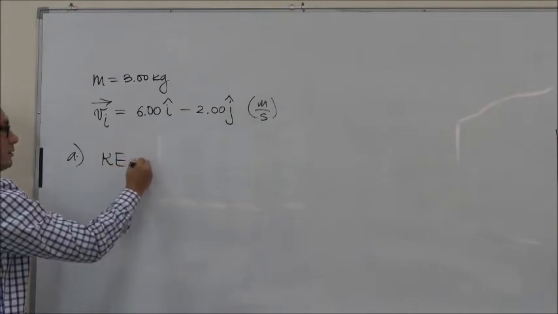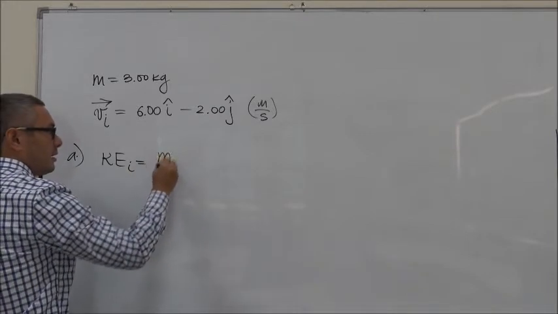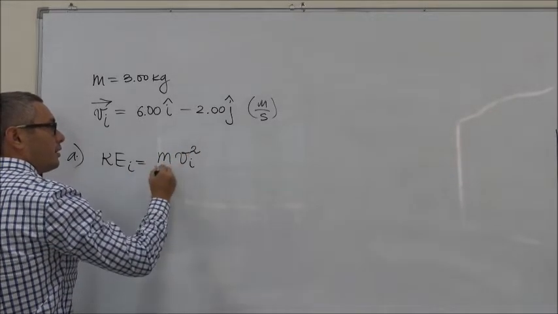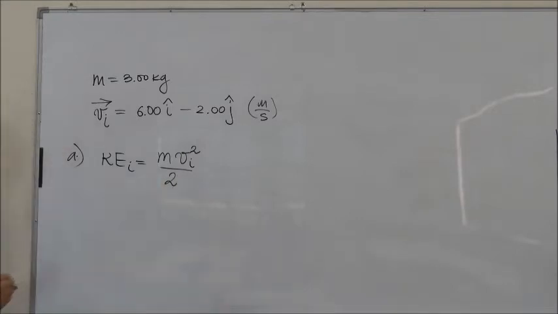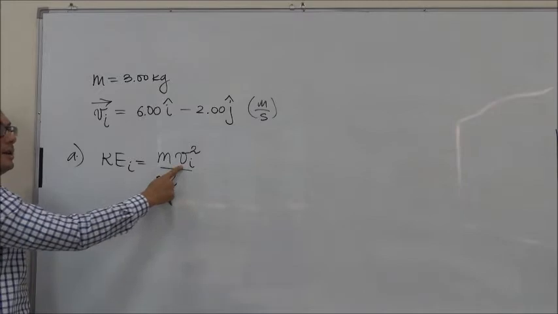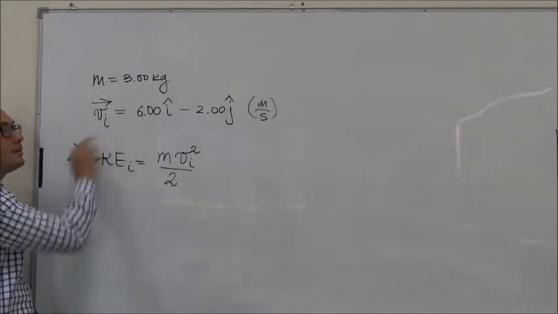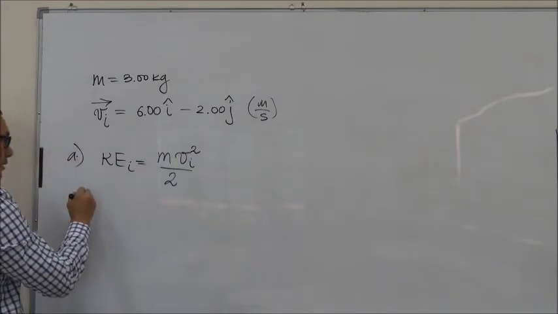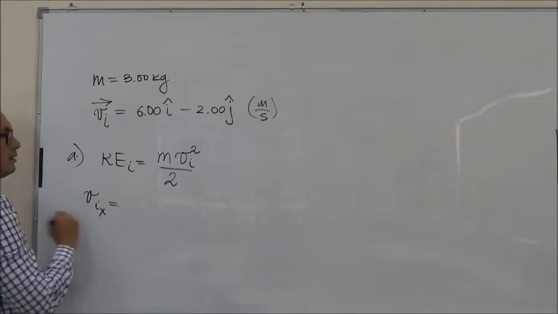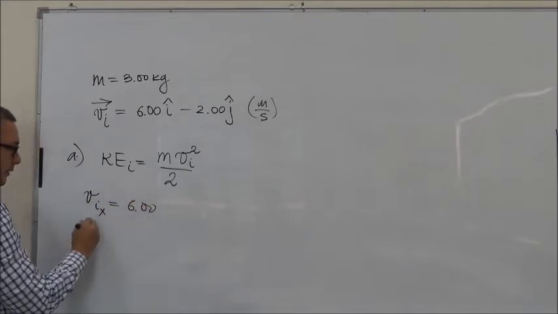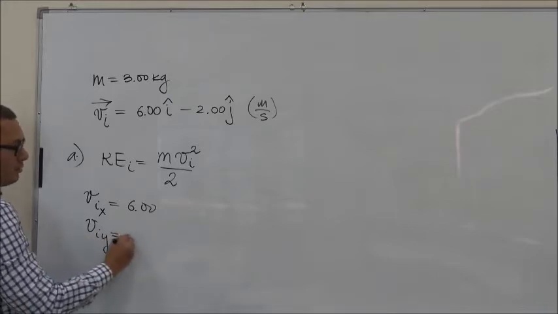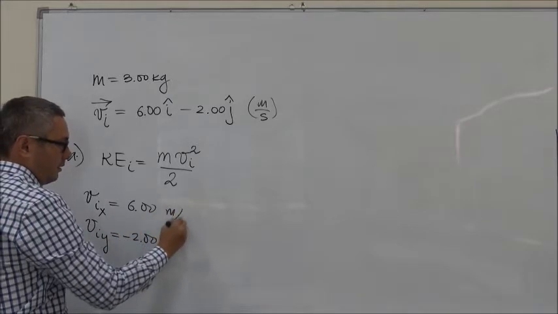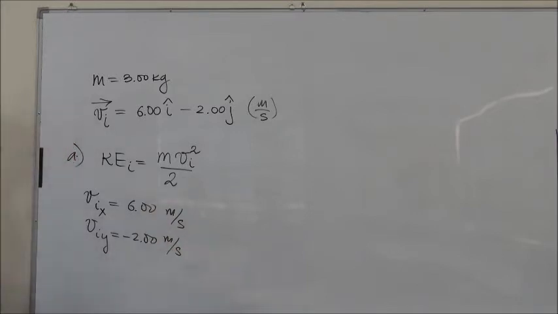Kinetic energy initial, by definition of the kinetic energy, is m v initial squared over 2. Now here, v initial is the magnitude of the v initial vector. We have x and y components of this v initial, so v initial x is equal to 6 and v initial y is equal to minus 2, in meters per second. Now we know how to find the magnitude of a vector if we know the components. We just use the Pythagorean theorem.